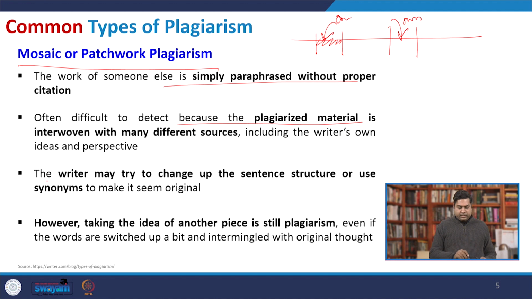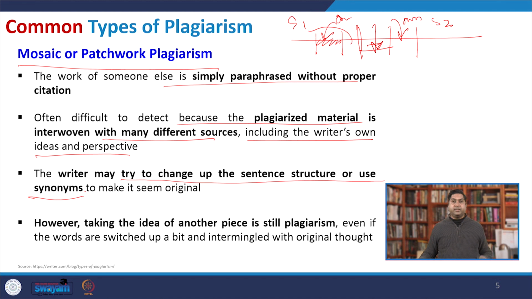In this case, because it is interwoven with different sources, a statement may be 50% taken from source 1 and 50% from source 2, and in between I put my own statement. Then it is difficult to identify, including the writer's own ideas and perspective. The writer may try to change the sentence structure or use synonyms to make it seem original. That is a kind of mistake, and it can probably be easily caught through similarity detection tools that are available.